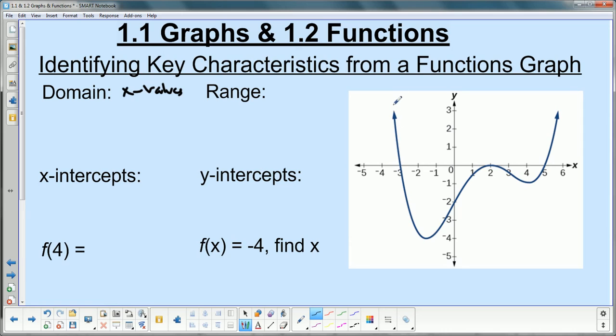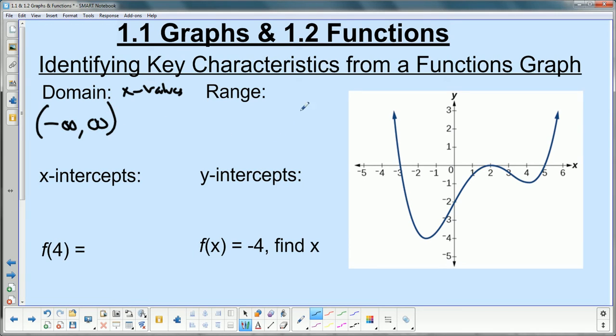And because this arrow is going up, it's also going to the left. That tells me my domain is going to start at negative infinity. Likewise, this arrow is going all to the right forever. It tells me my domain is actually all real values, negative infinity to positive infinity.